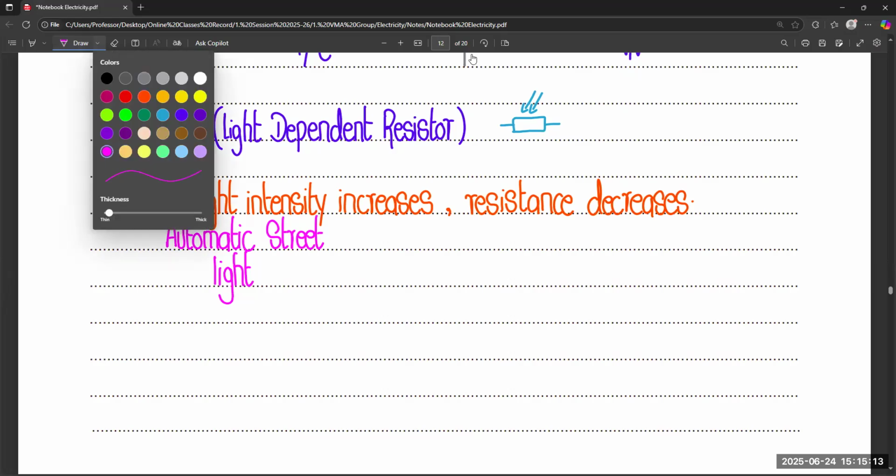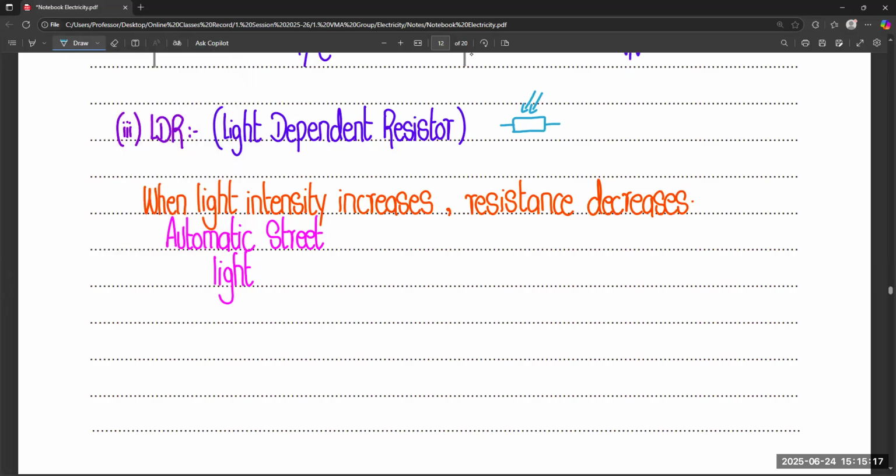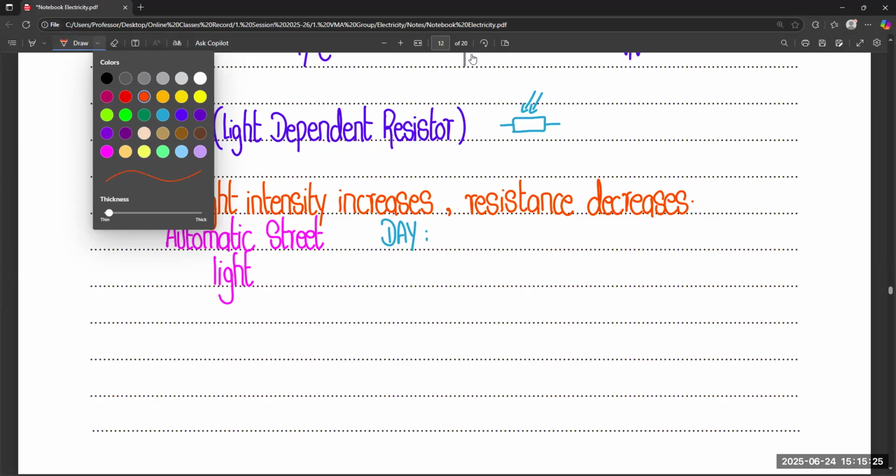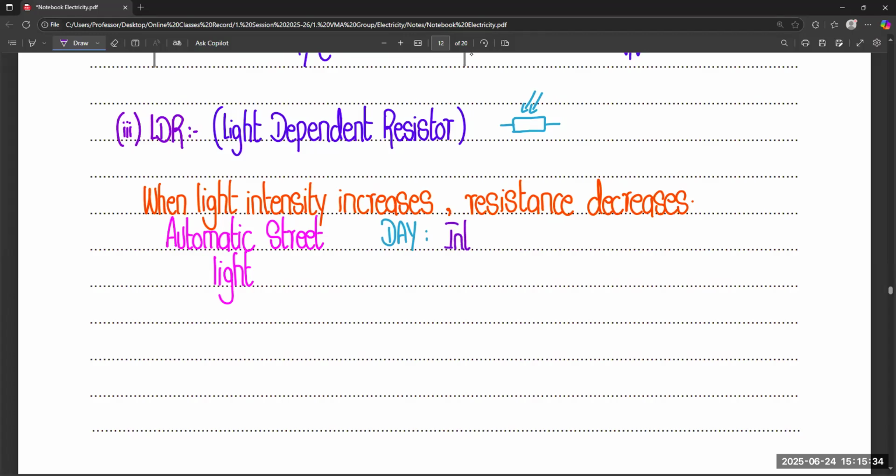For example, if we consider this application in automatic street lights, what happens in daytime? In daytime, we have a high intensity of light because sunlight is available. So there is high intensity of light, and because of that high intensity, resistance will be low, and voltage also low, because resistance and potential difference or voltage are directly proportional. So when resistance is low, potential difference will also be low. And the lamp, or the street light, will remain off because we are not getting the suitable voltage for the lamp. So that's why it will remain turned off.